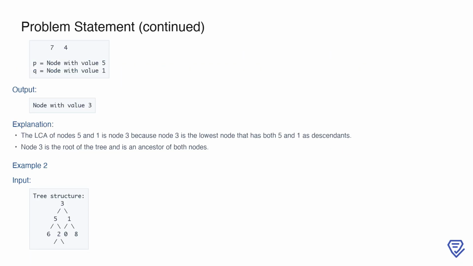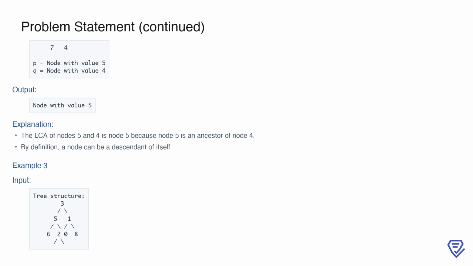In our first example, we are working with the binary tree shown. Here, P is the node with the value 5, and Q is the node with the value 1. The lowest common ancestor of nodes 5 and 1 is the node with the value 3. This is because node 3 is the lowest node in the tree that has both 5 and 1 as its descendants. Notice that node 3 is the root of the tree, and both P and Q are located in separate subtrees stemming from it. Therefore, node 3 is the correct answer for this example.